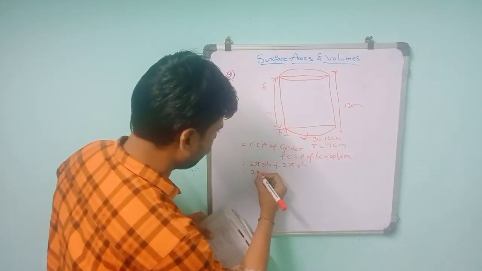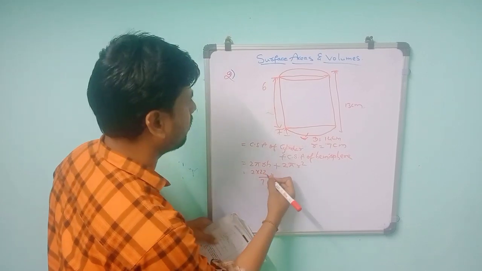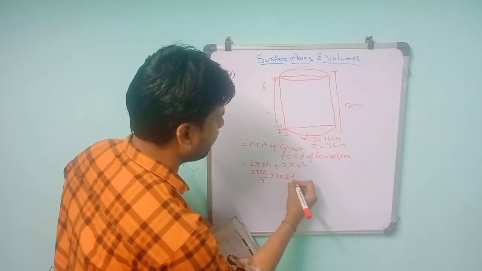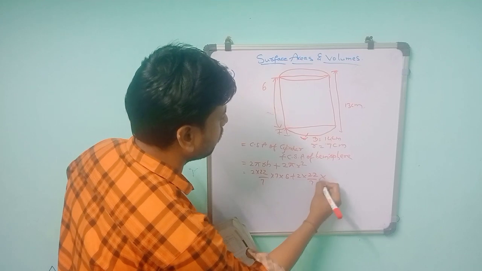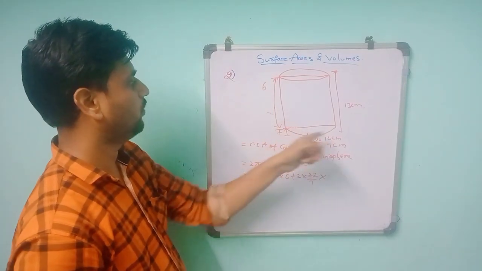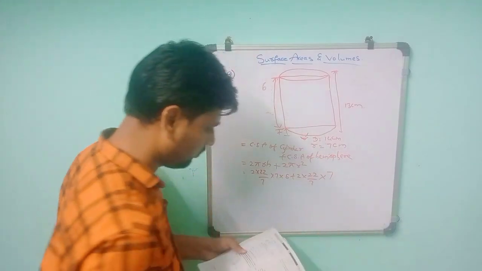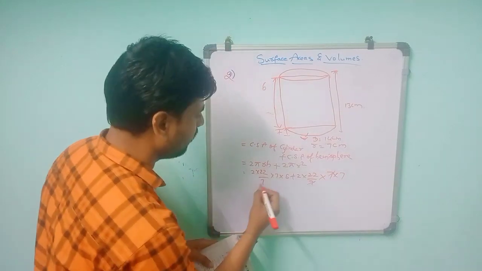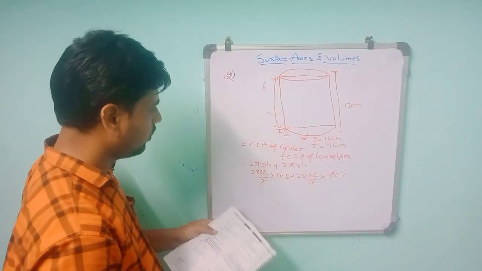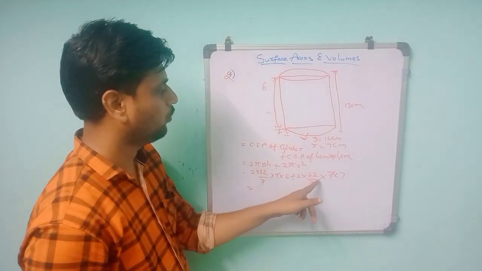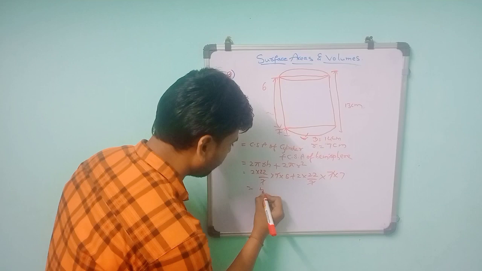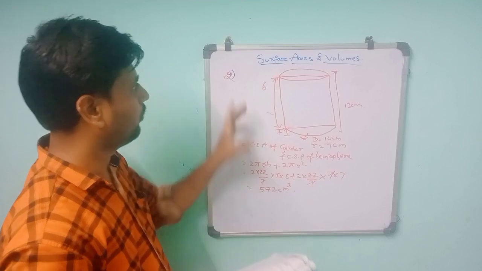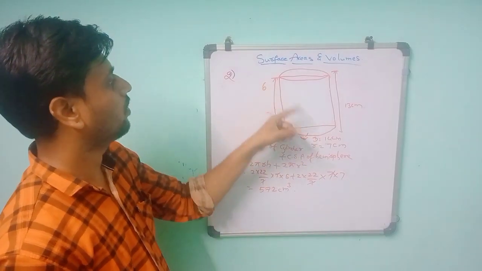So 2 pi r h we can write as 2 into 22 by 7, r is radius, that is 7, then h is 6, plus 2 into 22 by 7. This r is related to the hemisphere, so hemisphere r is given 7. This will give 2 into 22 by 7 into 7 into 7 because r square is there. One 7 will get cancelled, here also one 7 will get cancelled. Then you will get 2 into 22 into 6 plus 2 into 22 into 7. This will give you the total answer 572 centimeter square.